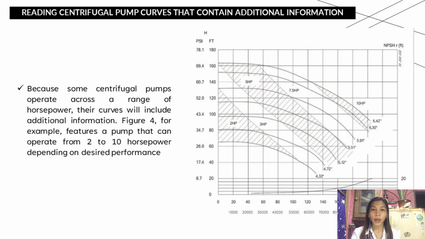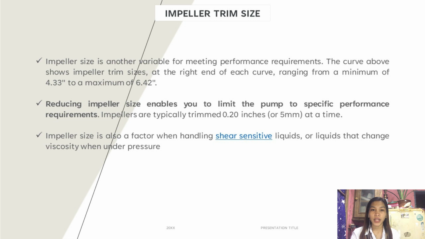Reading centrifugal pump curves that contain additional information. Because some centrifugal pumps operate across a range of horsepower, their curves will include additional information. Figure 4, for example, features a pump that can operate from 2 to 10 horsepower depending on desired performance. Impeller trim size. Impeller size is another variable for meeting performance requirements. The curve from the previous slide shows impeller trim sizes at the right end of each curve, ranging from a minimum of 4.33 inches to a maximum of 6.42 inches.